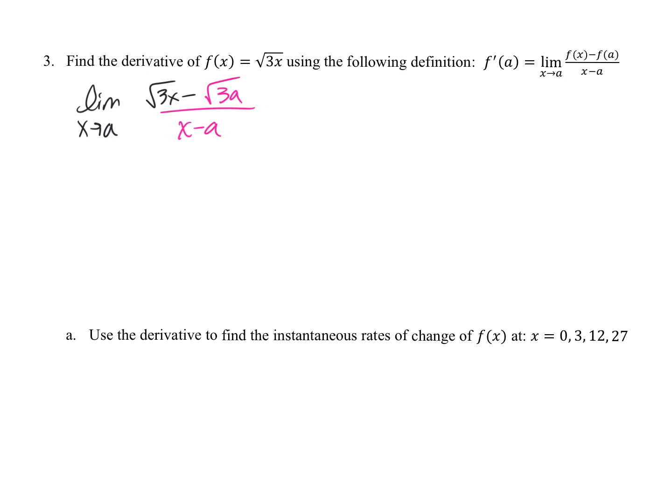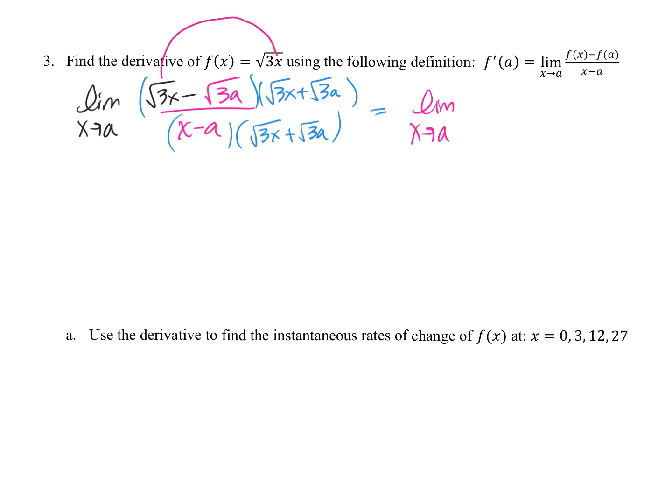Yeah. Check this out. The conjugate is going to be whatever's with the square roots, with a different sign in between: root 3x plus root 3a, root 3x plus root 3a. We can do this together. Limit as x approaches a. Let's distribute this top together. Root 3x times root 3x is 3x. Positive root 3x times root 3a, and then minus root 3a times root 3x.